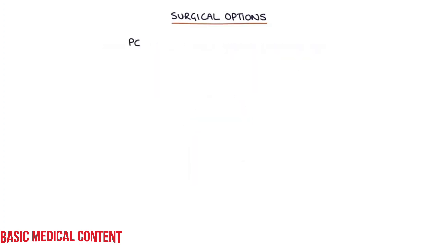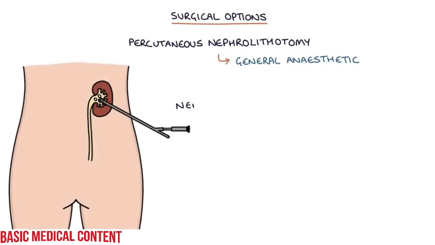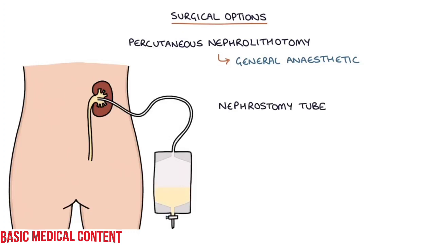Another option is percutaneous nephrolithotomy, which is performed in theatres under a general anaesthetic. A nephroscope, which is a small camera on a stick, is inserted via a small incision in the patient's back. The scope is inserted through the kidney to assess the ureter. When stones are identified, tools can be used to break the stones into smaller pieces and remove them. A nephrostomy tube may be left in place after the procedure to help drain the kidney.